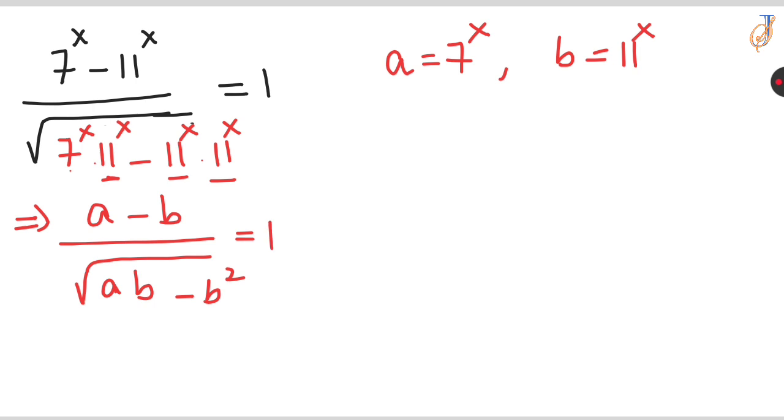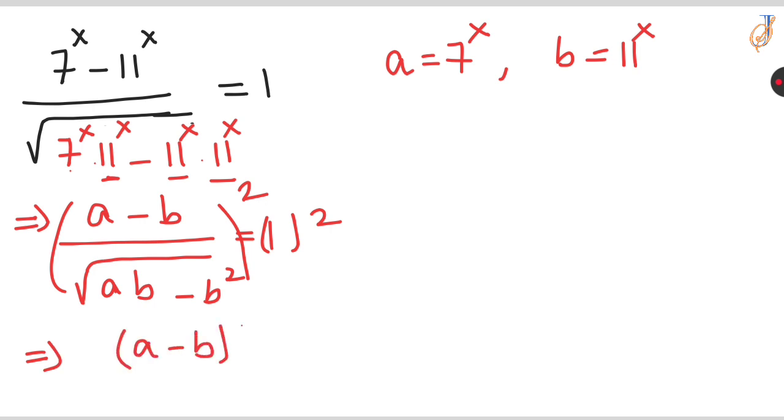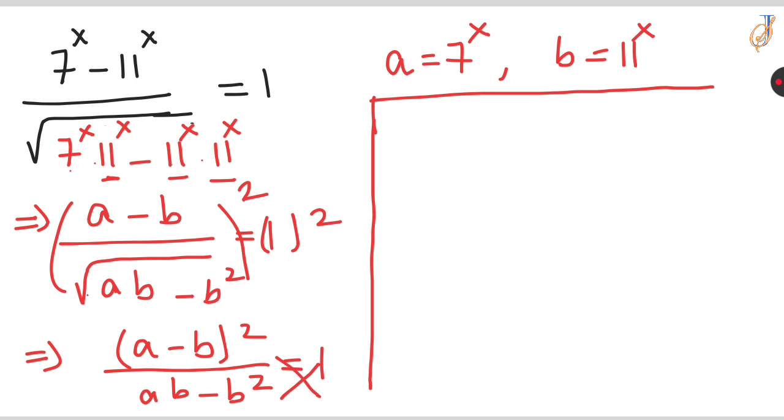Now at the denominator we have a square root. To get rid of this square root, we need to square both sides. Then we get the numerator as (a minus b) whole raised to the power of 2 over, at the denominator, the square root term and the square get cancelled, so we are left only with ab minus b power 2, that is equal to 1. Now after cross multiplication, you will get (a minus b) whole square equal to 1 times ab minus b square, which gives ab minus b square only.